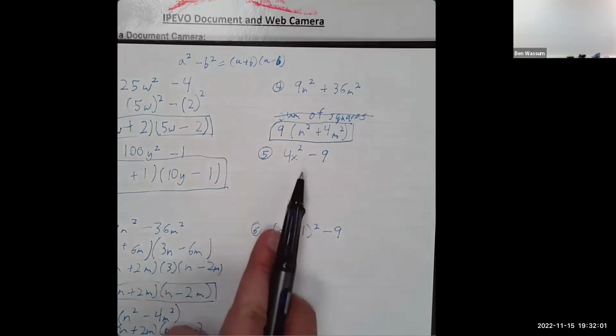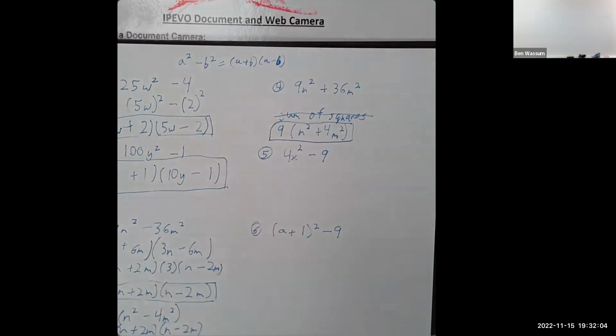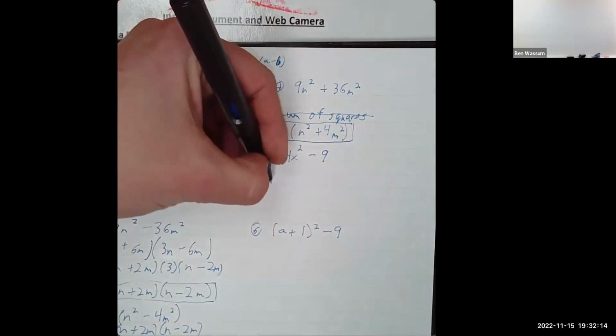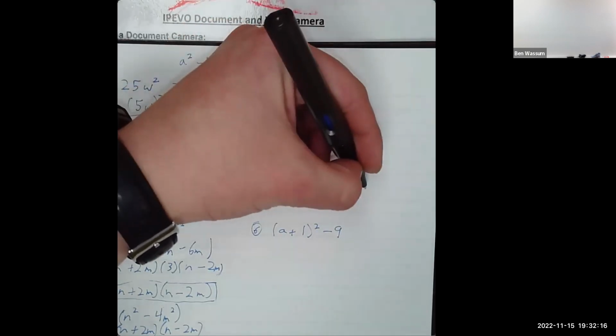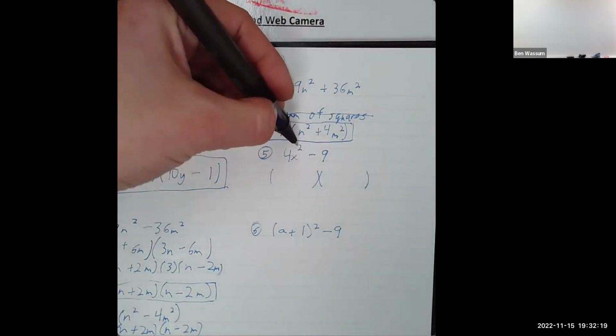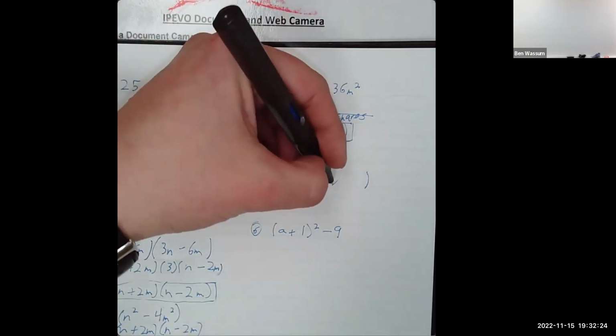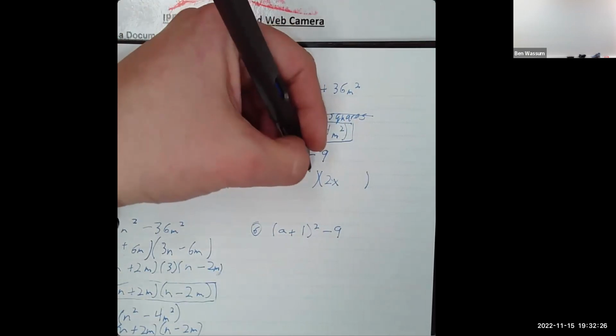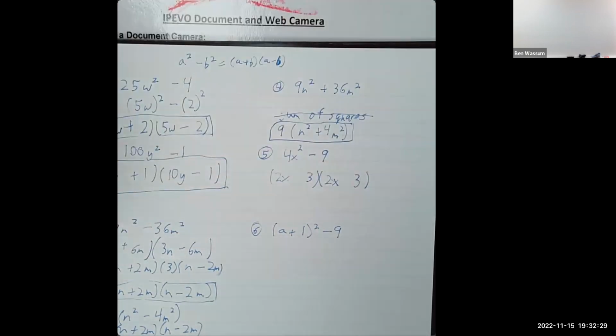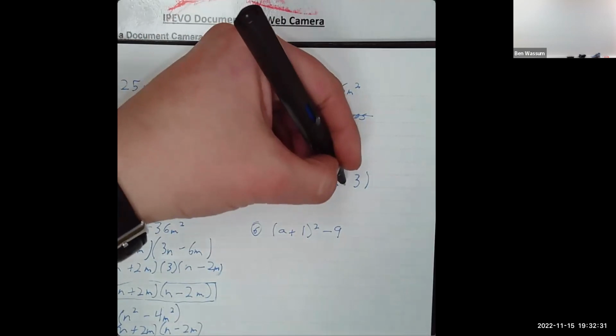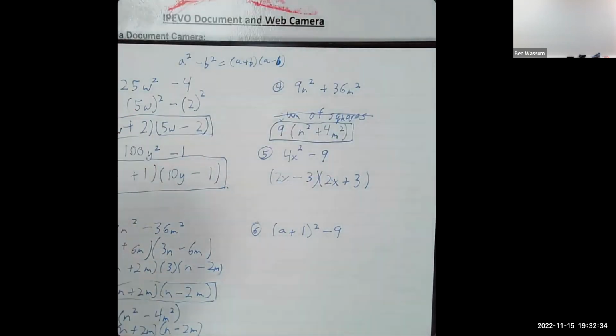So, number 5. Number 5 is back to business as usual. Well, now we're on the lookout. There are no greatest common factors, right? So we can just jump straight to our difference of squares. 4x squared breaks down to 2x and 2x. That 9 is going to break down to a 3 and a 3. And then you put a plus and a minus in between, whichever one you feel like, and you're done.